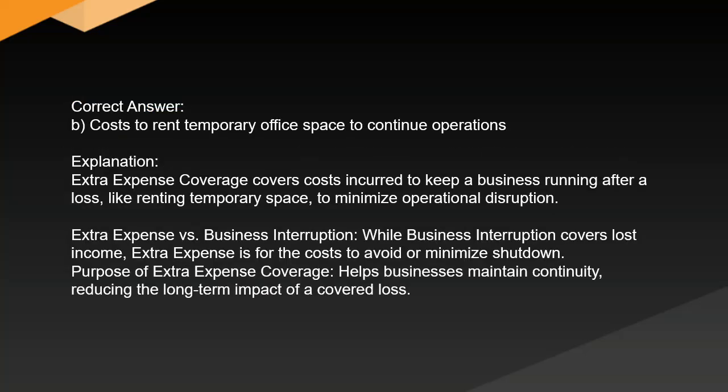Correct answer. B. Costs to rent temporary office space to continue operations. Explanation. Extra expense coverage covers costs incurred to keep a business running after a loss, like renting temporary space to minimize operational disruption. Extra expense versus business interruption. While business interruption covers lost income, extra expense is for the costs to avoid or minimize shutdown. Purpose of extra expense coverage: it helps businesses maintain continuity, reducing the long-term impact of a covered loss.